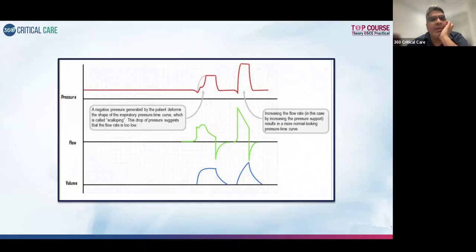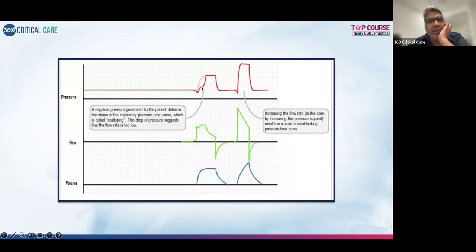So what abnormality can you see here on the pressure? There is a negative pressure generated by the patient and it deforms the shape here, which is called scalloping, where the patient needs more flow. The patient is asking for flow to be increased. This drop of pressure suggests that the flow rate is too low and you need to increase the flow.